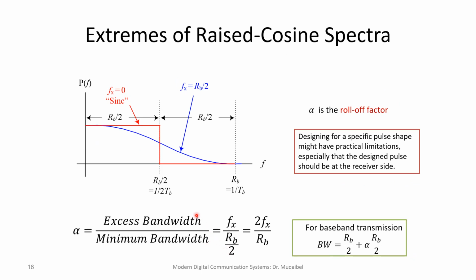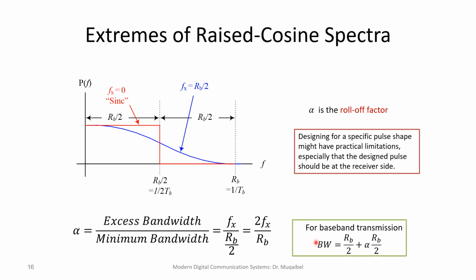Now in this slide, I'm just quickly summarizing the two extreme scenarios. Those are family members of the raised cosine. These are the two extremes. We have rect, which translates into sinc, or we have the full rolloff factor. Now we just want to highlight that it's not as easy to design for a very exact pulse shape, because this pulse shape is required at the receiver side, not at the transmitter side. So even if you design it at the transmitter, it might change on the way.